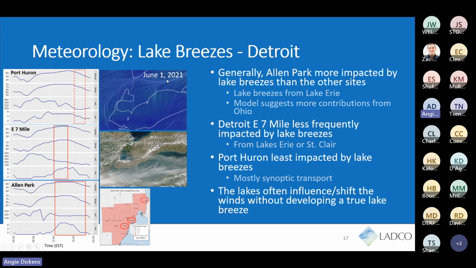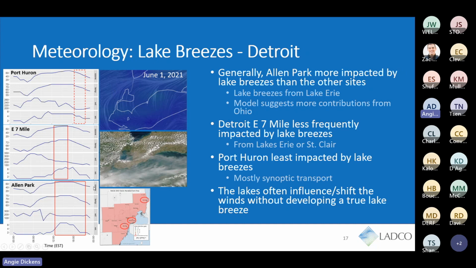And we can look at this one day as an example. We do have pretty strong divergence over Lake Erie, with winds that here are driving up to affect the Allen Park monitor and also affecting East 7 Mile. At this point, they're not really reaching Port Huron. If you look at the satellite image, the satellite suggested that Lake St. Clair is also having a lake breeze, and you have this convergent front here between the Lake Erie lake breeze and the Lake St. Clair lake breeze. The model can't capture that.